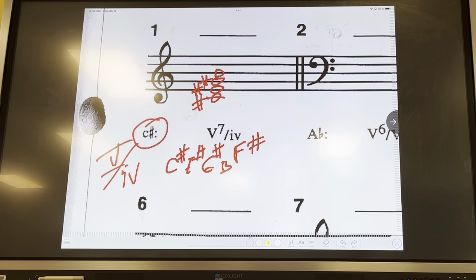Don't assume there's a key signature, because there's not really a simple key. This is an exercise situation where you need to write the sharps and flats down, whatever accidentals.